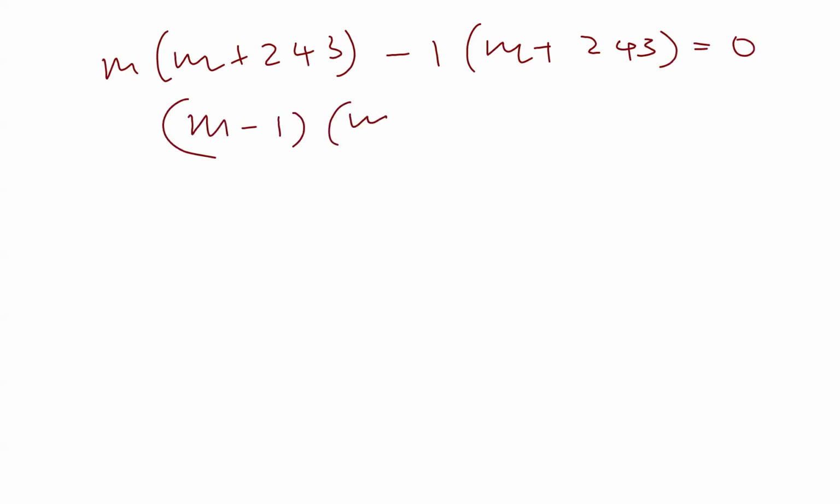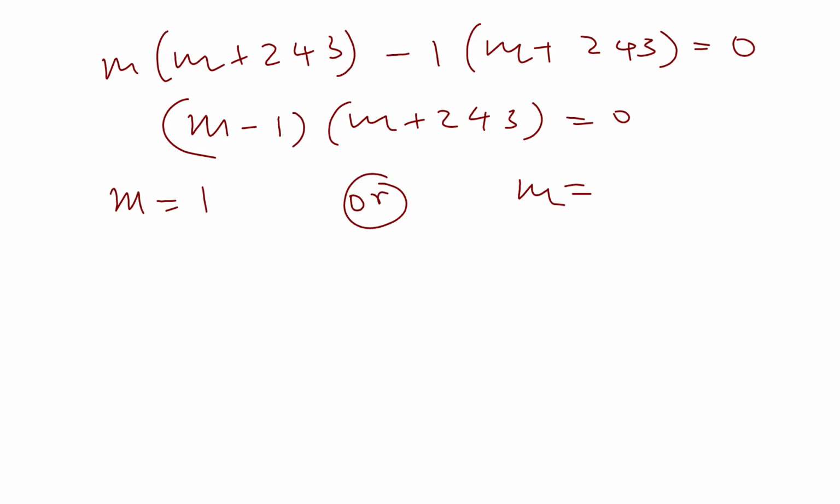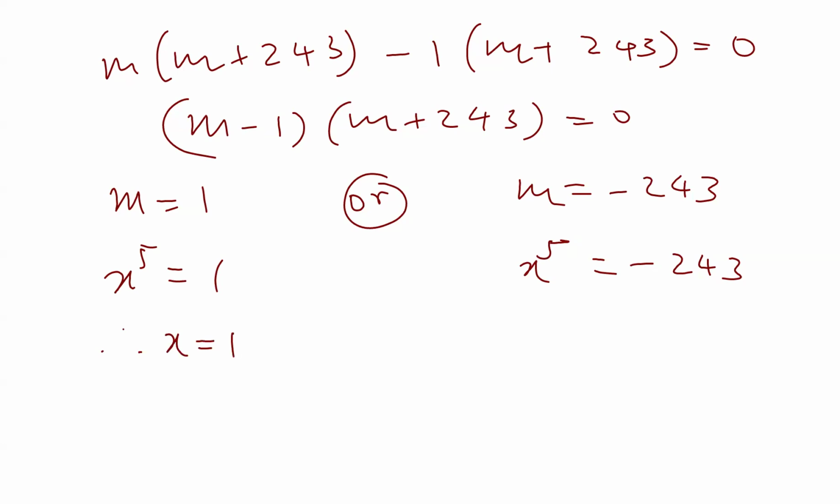So m minus 1, m plus 243 equal to 0. So m is equal to 1 or m is equal to minus 243. But then m is x raised to 5, so x raised to 5 is equal to 1 or x raised to 5 is equal to minus 243. So this gives me x is equal to 1.